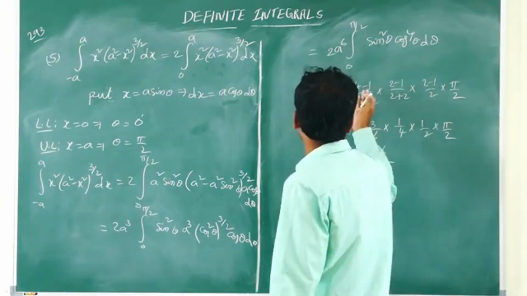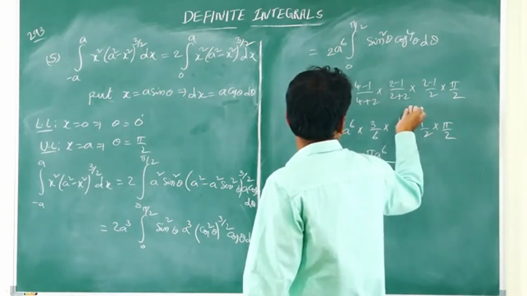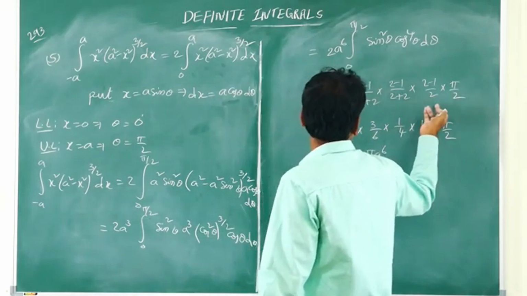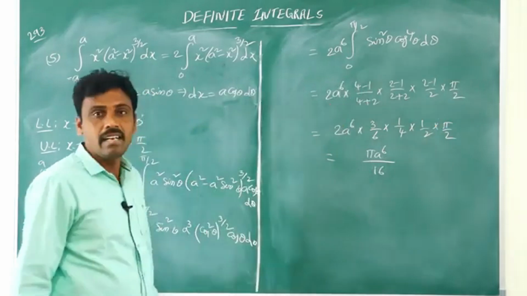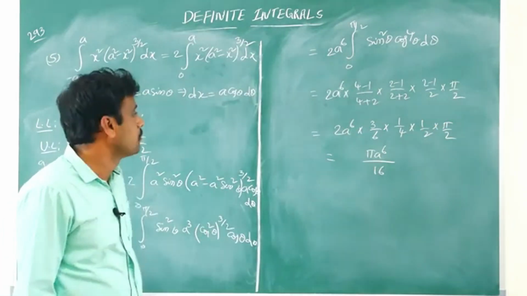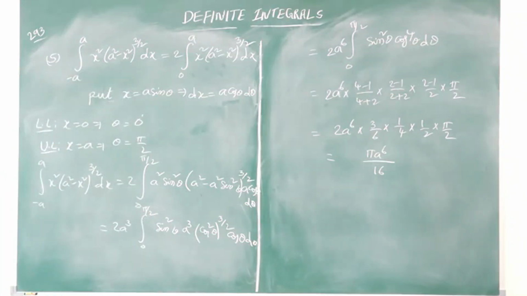I m comma n equals m minus 1 by m plus n I m minus 2, and m minus 1 by m plus n I m comma n minus 2. Next, n minus 1 by n, n is even, pi by 2 is the last term, that is pi into a power 6 by 16. Similarly, problem 6, integral 0 to 1 x power 3 by 2 square root of 1 minus x, put x equal to sin square theta.